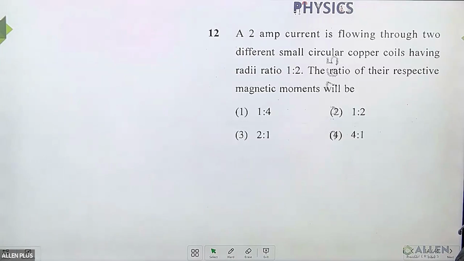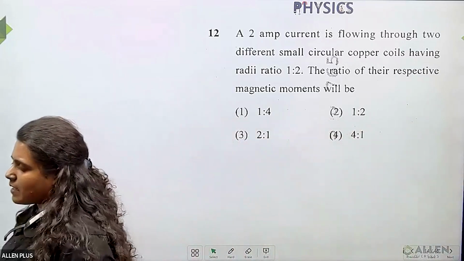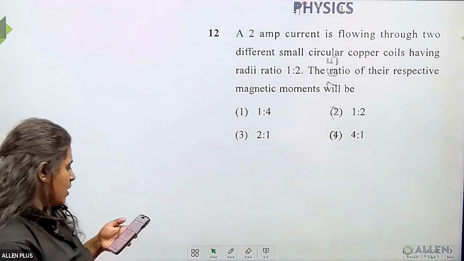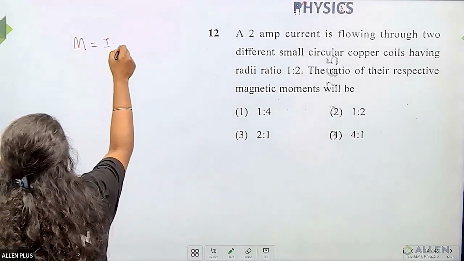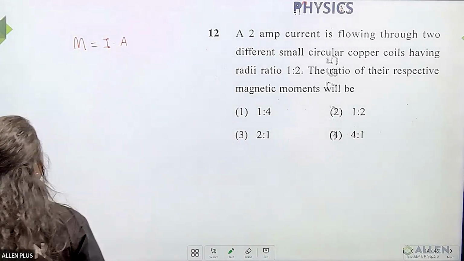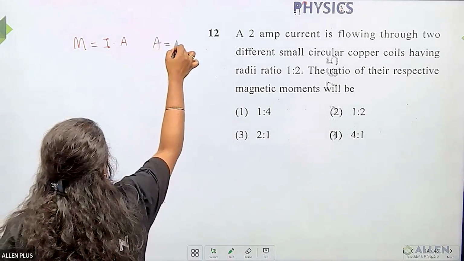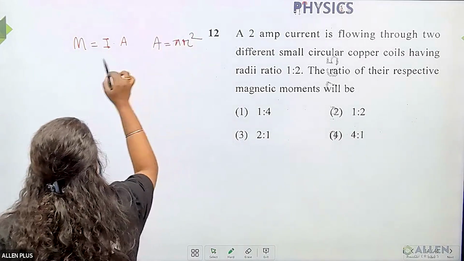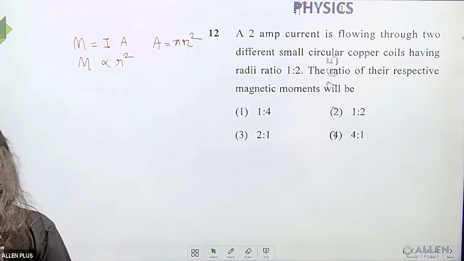A 2 ampere current is flowing through two different small circular copper coils having the radius ratio 1:2. The ratio of their respective magnetic moments will be? We know the magnetic moment formula: M is equal to current into area. Area is equal to pi radius square. So I can say the magnetic moment is directly proportional to radius square.